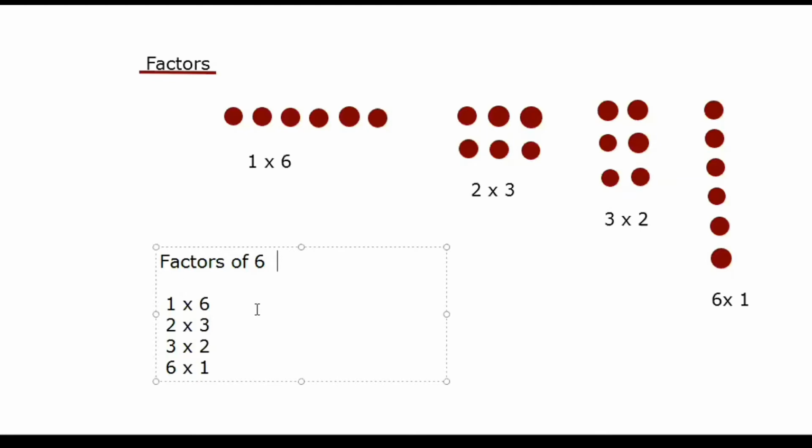1, 2, 3, 6. This is not the factors of 6. The answer for that one is these things. 1, comma. You have to put commas and write. 2, comma. 3, comma. And 6. Okay. Here are the factors. 1, 2, 3, 6. It is not necessary to write it again. Those are the factors of 6.